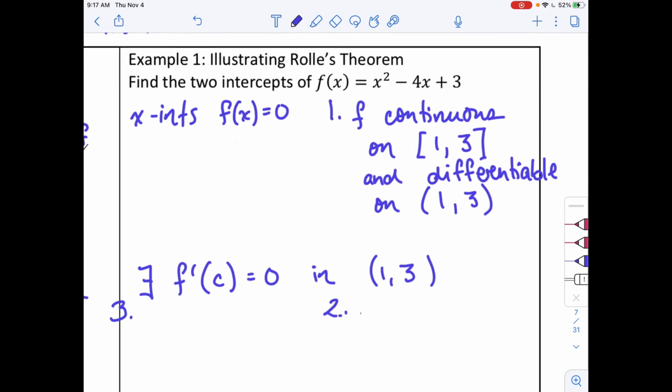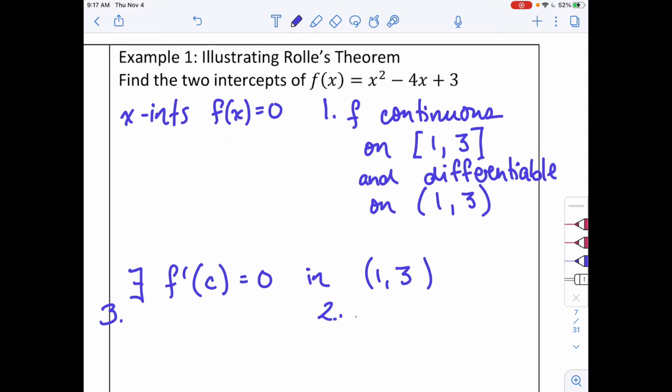So looking at example 1, this is to illustrate Rolle's theorem. First we have to state whether or not the two conditions of Rolle's theorem have been met. First condition, f is continuous on the closed interval. F is a polynomial, so obviously it's continuous everywhere, so it will be continuous on this closed interval. Second, polynomials are differentiable everywhere, so we will be both continuous on the closed and differentiable on the open, all right? So the directions here tell us to find the two intercepts of f of x.